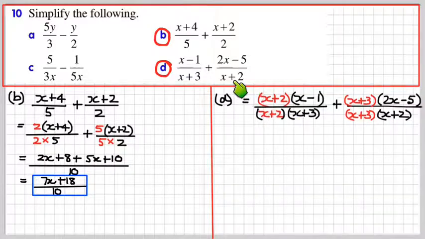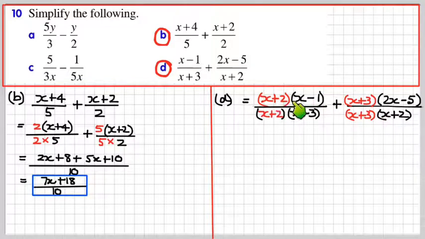The LCM, the lowest common multiple of these two fractions, is x plus 3 times x plus 2. That x plus 3 is a single term; you cannot split it up. So I've got to make both the denominators x plus 3 times x plus 2. So I needed to multiply this one, top and bottom, by x plus 2, and this one, top and bottom, by x plus 3. Now you have to be very, very careful with this.